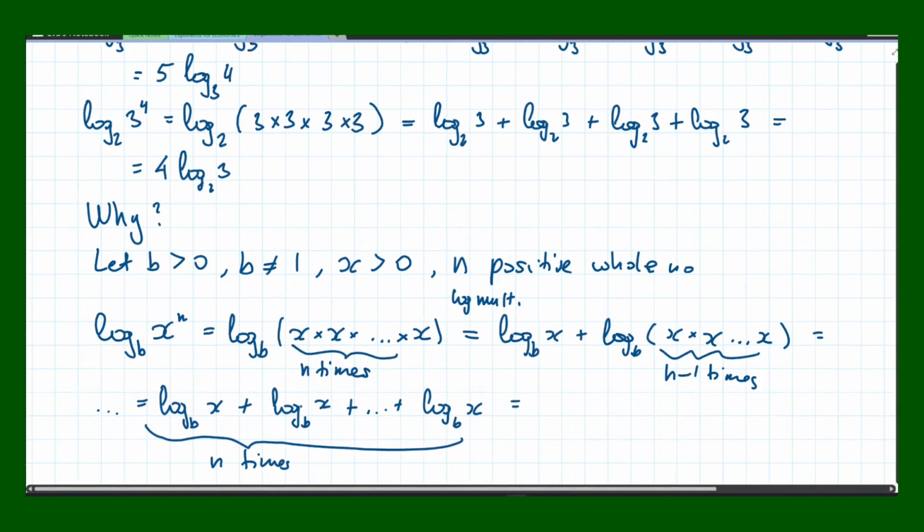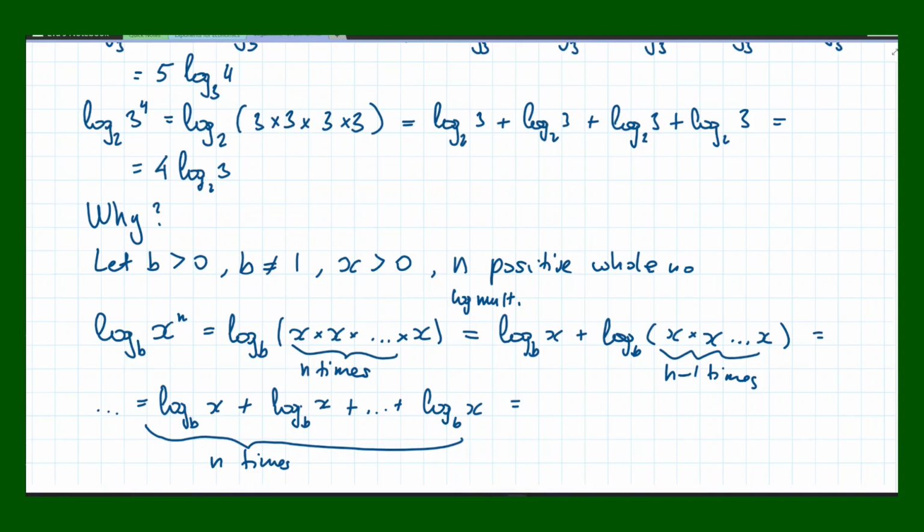And again, now we just need to remember that if we repeatedly add the same thing together a number of times, that is exactly multiplication. So we have got n log base b of x's that we're adding together. That's the same as if I was to multiply n and log base b of x together. And voila, here is our rule.